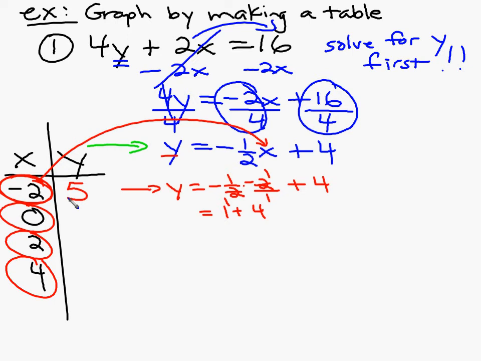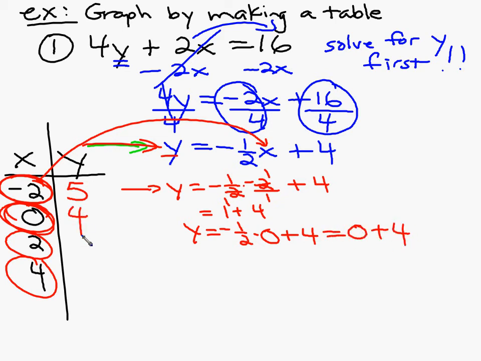Okay. Now we need to plug in the 0. So we're going to plug the 0 in for the x. So y equals, I'm using this same equation right here, y equals negative 1/2 times 0 plus 4. Well, I like using 0 because what's 0 times anything? 0. So this is going to be 0 plus 4, which is just 4. That's why I would always recommend using 0 as one of your x coordinates.